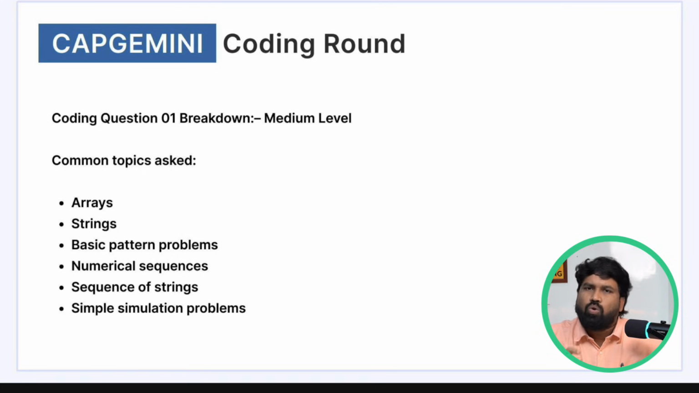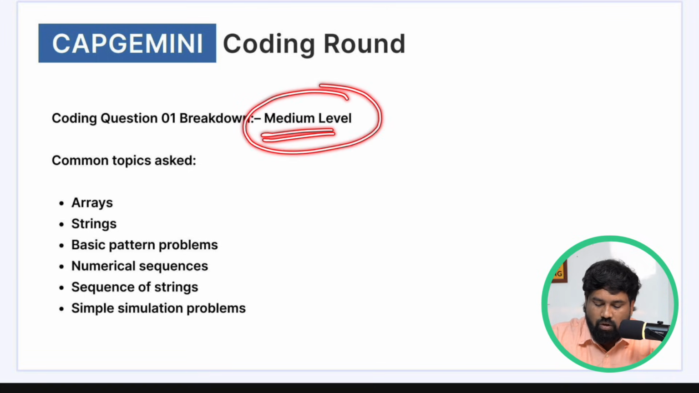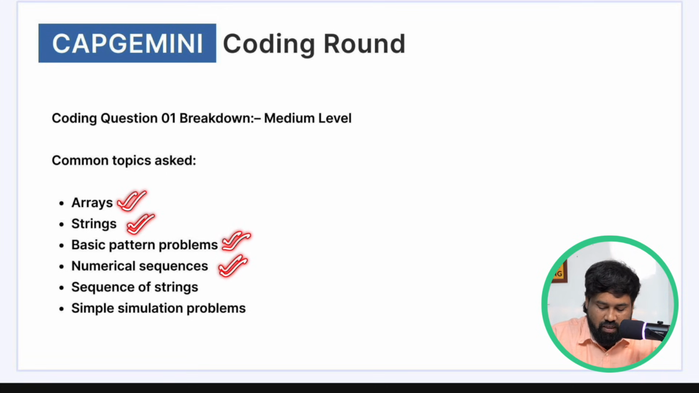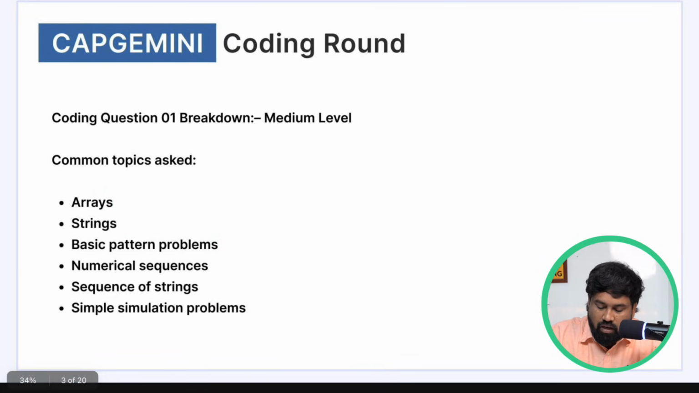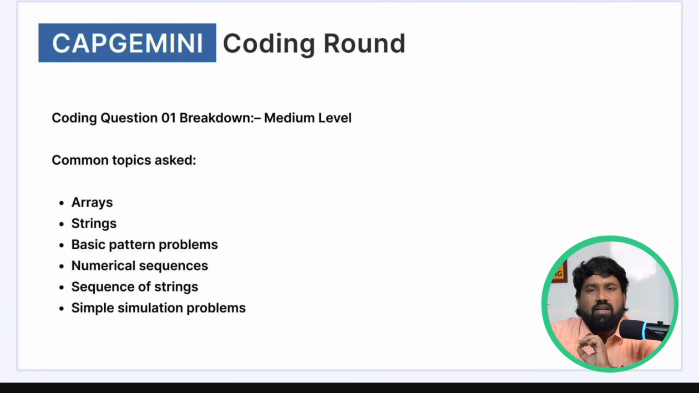Actually, there are 2 questions they will ask you. In the coding round, they will ask you 2 coding questions. And the first coding question will be from basic to medium level. So definitely they are going to ask you questions based on arrays, strings, basic pattern problems, numerical sequences, sequences of strings and simple problems. Trust me, if you are good at these topics, you will be able to clear 100% of the test cases in the first coding question.